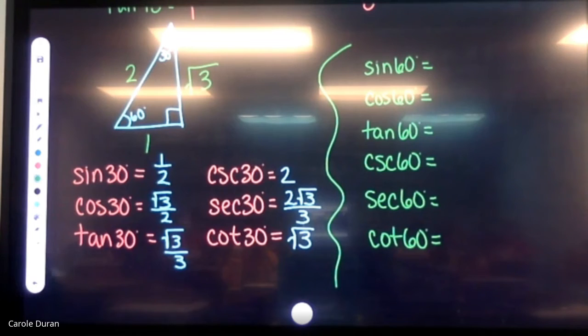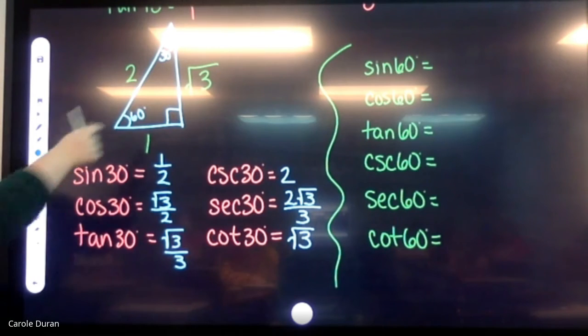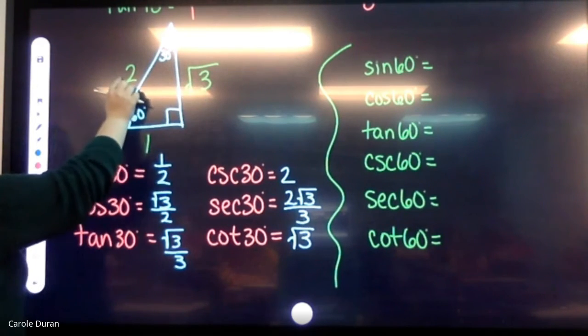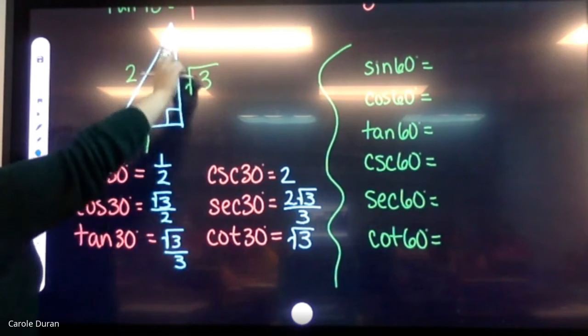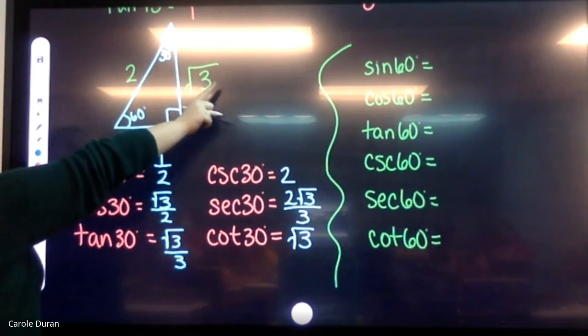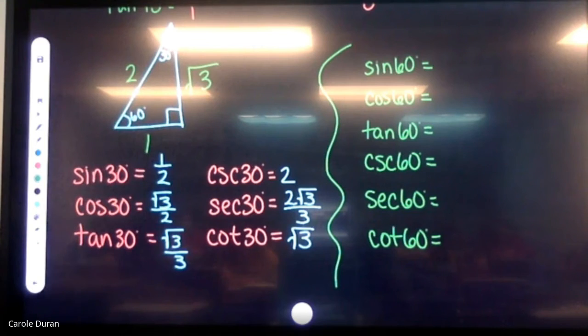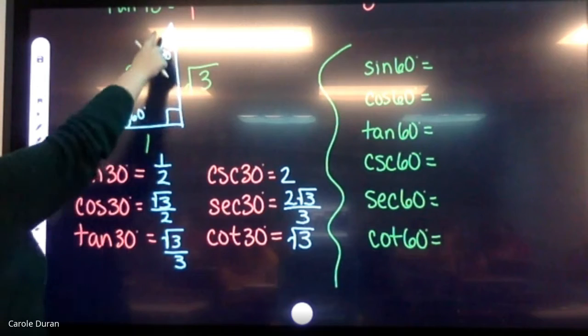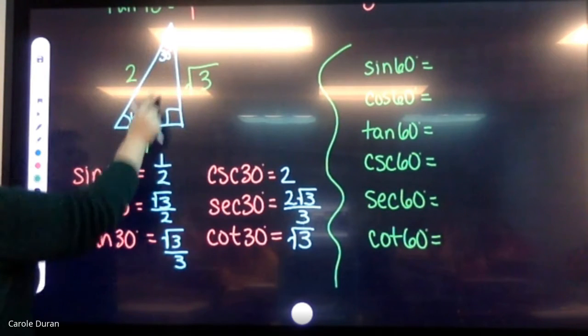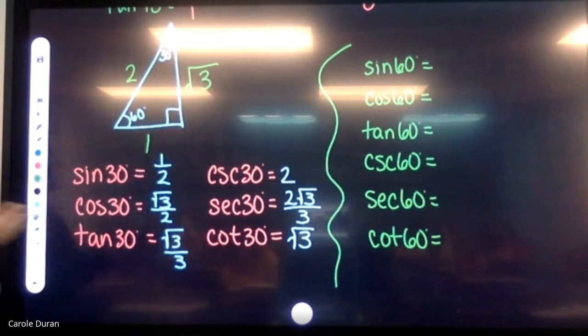Cosine, tangent of 30, how's it 33? For cosine of 30, it's adjacent over hypotenuse. So from our 30-degree angle, my adjacent side is root 3, hypotenuse is 2. The cot side. Oh, cotangent, okay. So it's adjacent over opposite. So it's going to be the square root of 3 over 1, which is just the square root of 3.